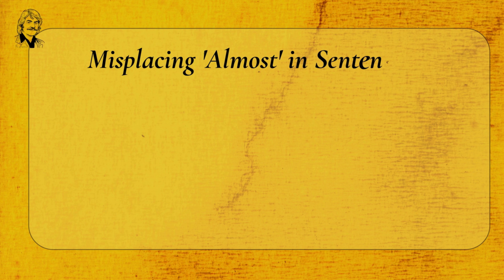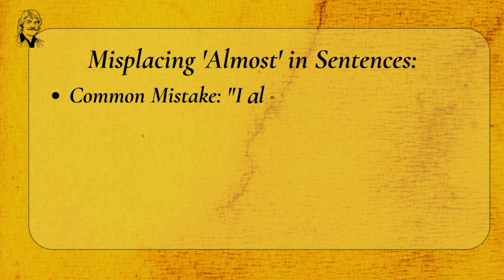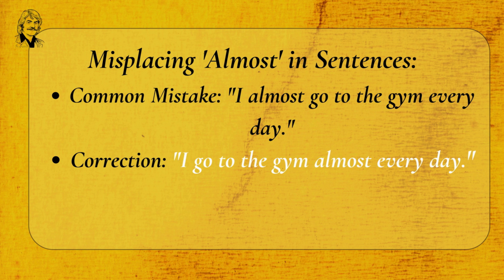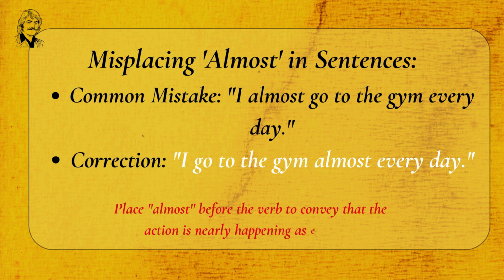Misplacing almost in sentences. Common mistake: I almost go to the gym every day. Correction: I go to the gym almost every day. Place almost before the verb to convey that the action is nearly happening as expected.